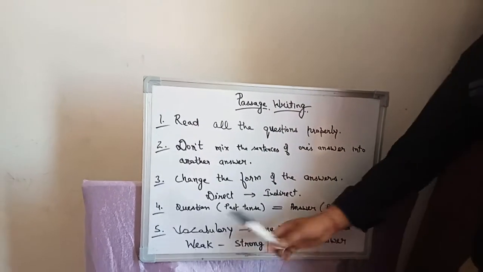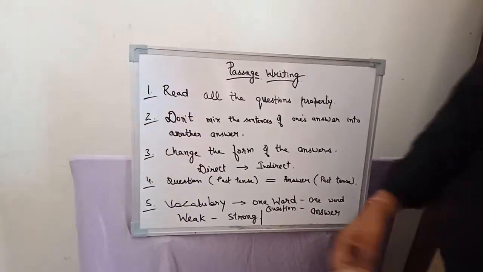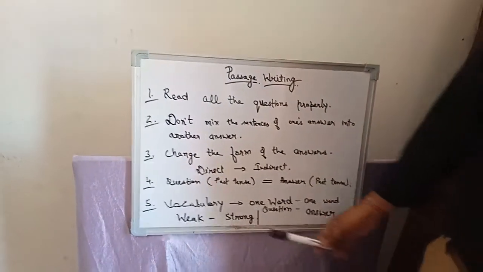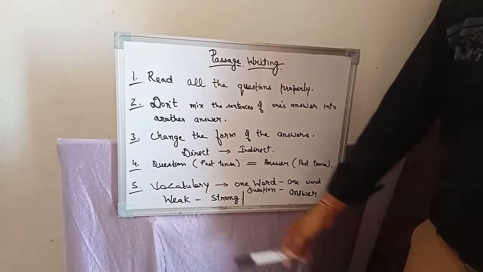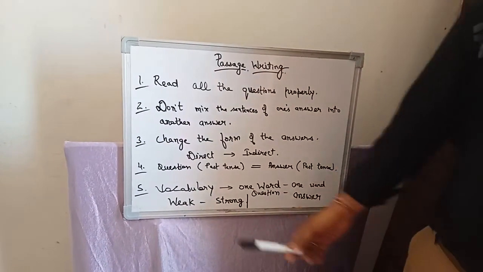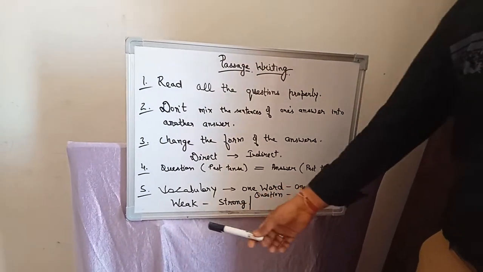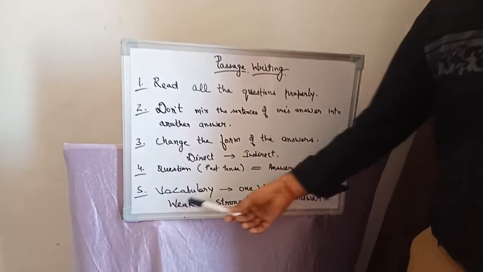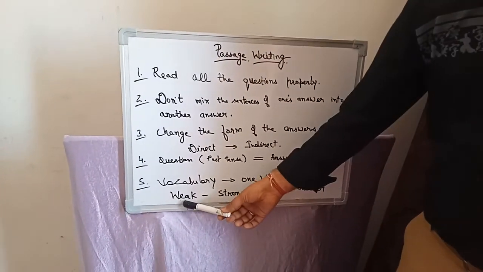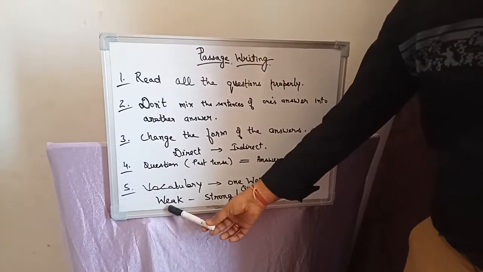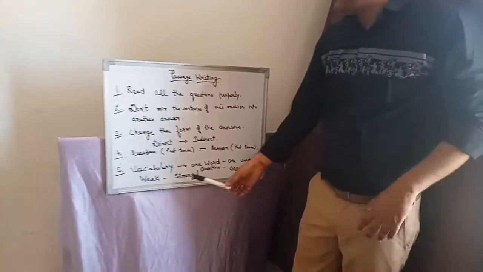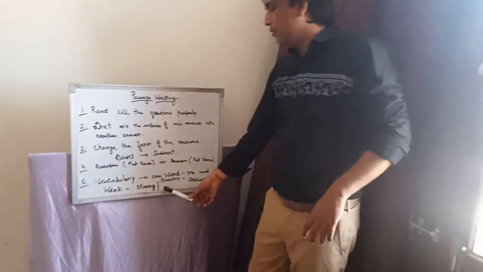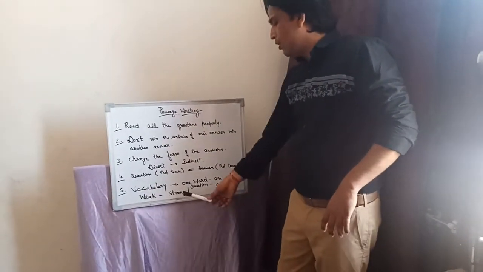So my last point, the fifth one, vocabulary part. In the vocabulary part, the answer must be in the antonym form or in the synonym form. For example, the word given is weak, and the question is to write down the synonym or antonym of weak. So you have to give your answer in only one word: weak, strong. That is the opposite of the word. You don't write all the words which you find in the passage one by one.